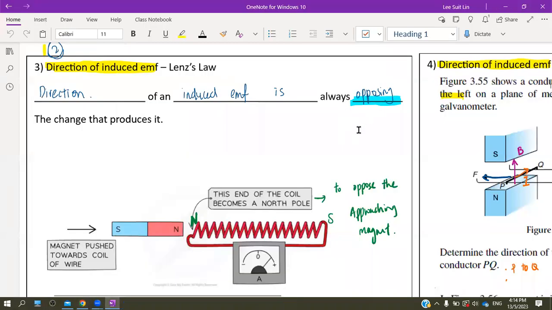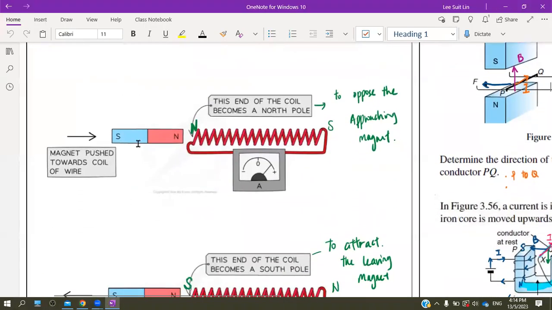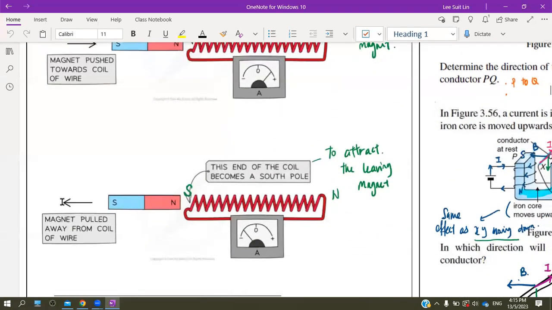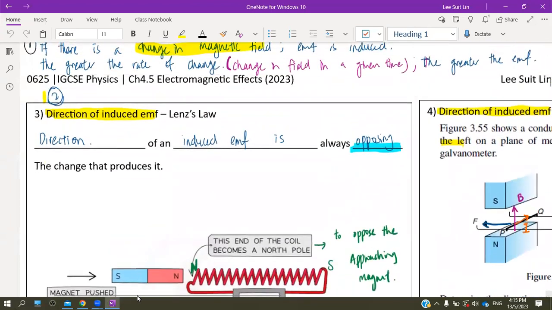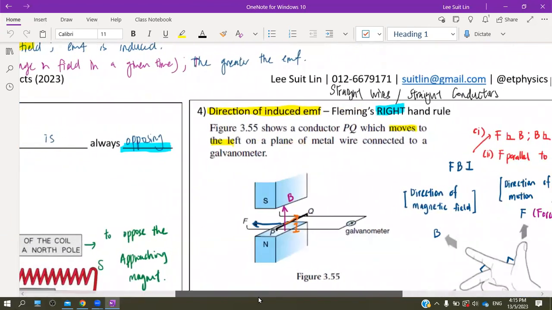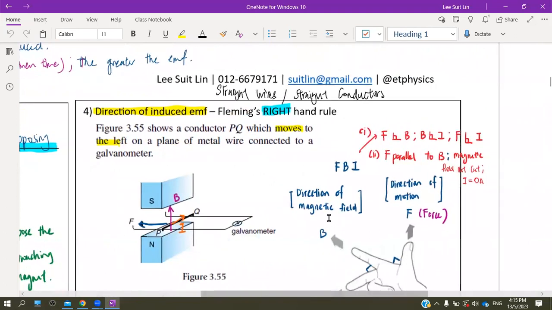Number one, I think about opposition. For example, when the magnet bar wants to go towards the coil, this coil will be like, make this side north pole so that the magnet bar will not go in that easily. This is to oppose the approaching magnet. Just like if the magnet wants to go away, this one will become south pole. Because the magnet is leaving, so you want to attract it back. This is Lenz's law.